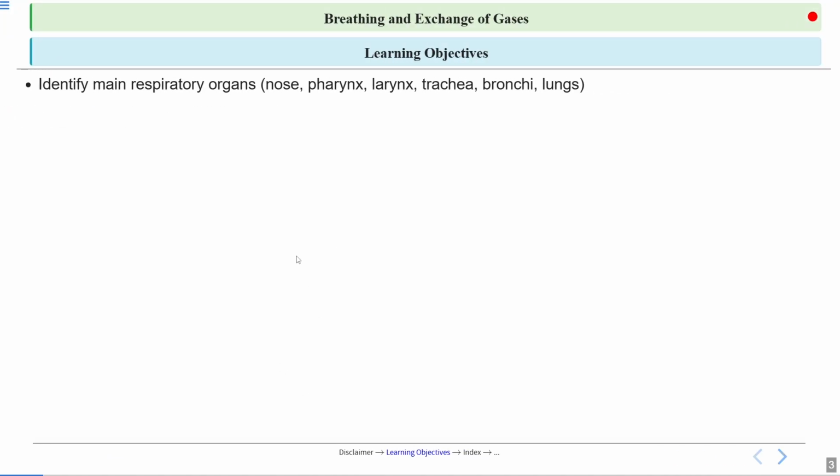So what are the objectives of today's session? We will discuss the main respiratory organs. We'll talk about the nose, pharynx, larynx, trachea, bronchi, and the lungs. These are the main respiratory organs in the respiratory system. We'll also talk about the structure and function of the alveoli. Alveoli are the sacs where exchange of gases takes place.